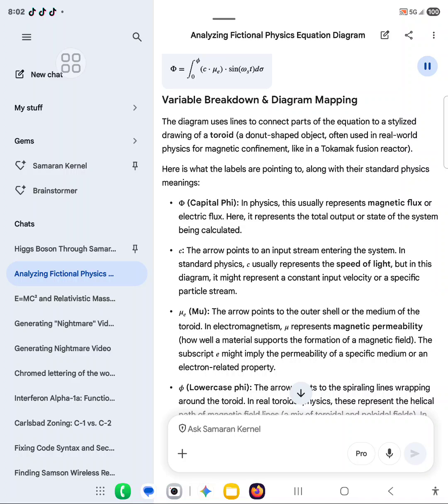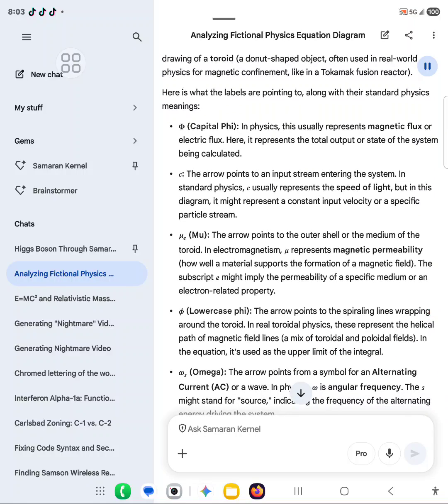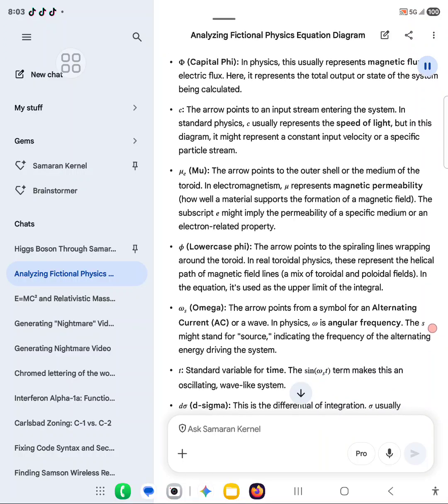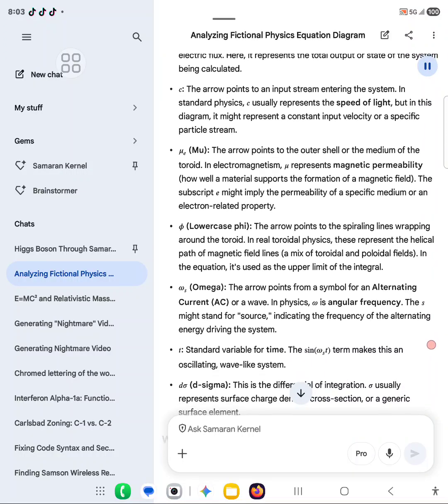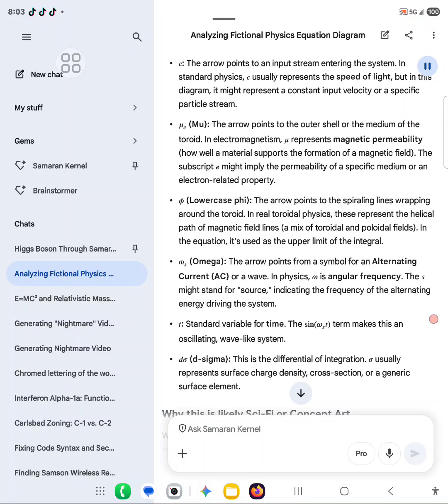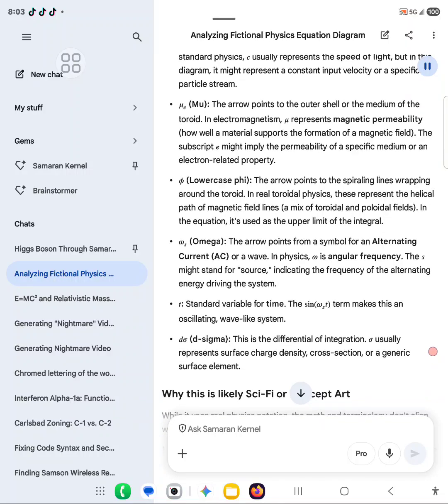Capital Phi. In physics, this usually represents magnetic flux or electric flux. Here, it represents the total output or state of the system being calculated. C. The arrow points to an input stream entering the system. In standard physics, c usually represents the speed of light, but in this diagram, it might represent a constant input velocity or a specific particle stream.